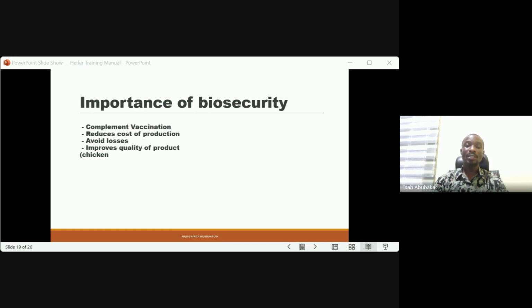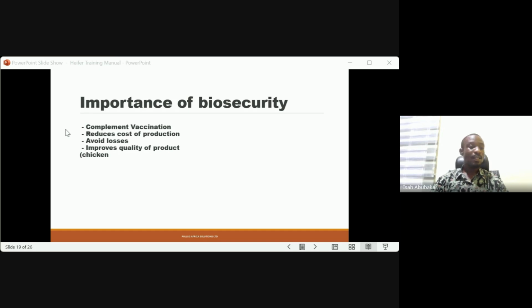This is why you should take biosecurity very seriously. First reason is it helps you complement vaccination, because we all know that we only vaccinate against two diseases, which is Newcastle using Lasota and then Gumboro using Gumboro vaccines. But there are many other diseases that can affect chickens that we don't vaccinate against.